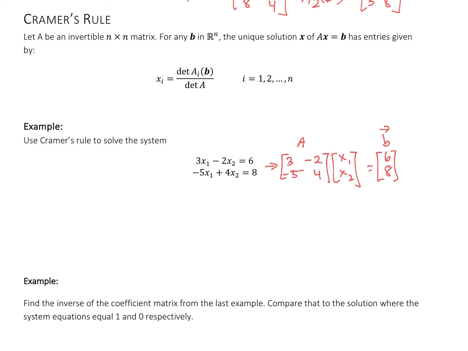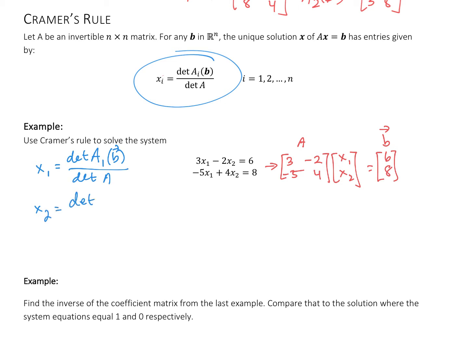Now we need a couple of things. I'm going to need to find an x1 and an x2. Using the definition up here, x1 is the determinant of the A1B matrix divided by the determinant of A. x2 is the same thing, except this time we take the second column replaced by B, find its determinant, and divide by the determinant of A.